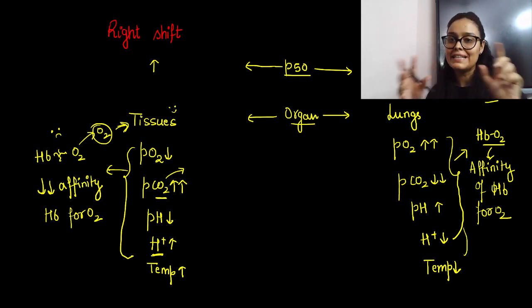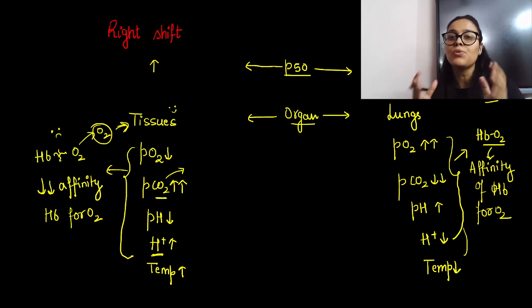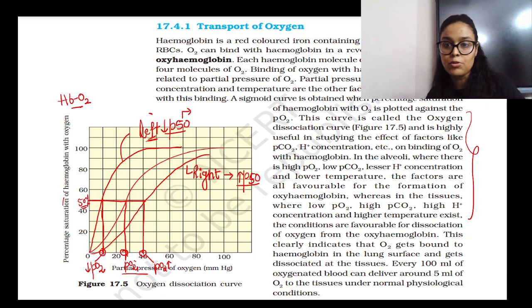So now you must have easily understood which option you have to choose when they ask a question, right? Now let's come to this paragraph. See kids, okay, so let's see the dissociation curve.